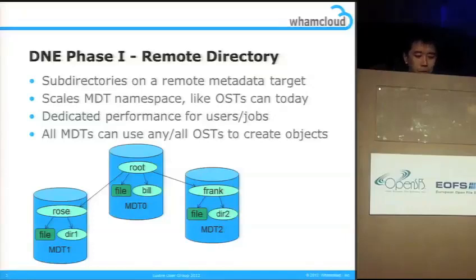For the remote directory, the subdirectory can be created on a different MDT from the parent. So you can see the picture. The root is on MDT 0, but Frank and Rose are on a different MDT by a special LFS command.